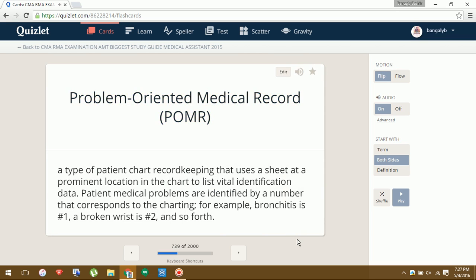Problem-oriented medical record. A type of patient chart record keeping that uses a sheet at a prominent location in the chart to list vital identification data. Patient medical problems are identified by a number that corresponds to the charting. For example, bronchitis is number 1, a broken wrist is number 2, and so forth.